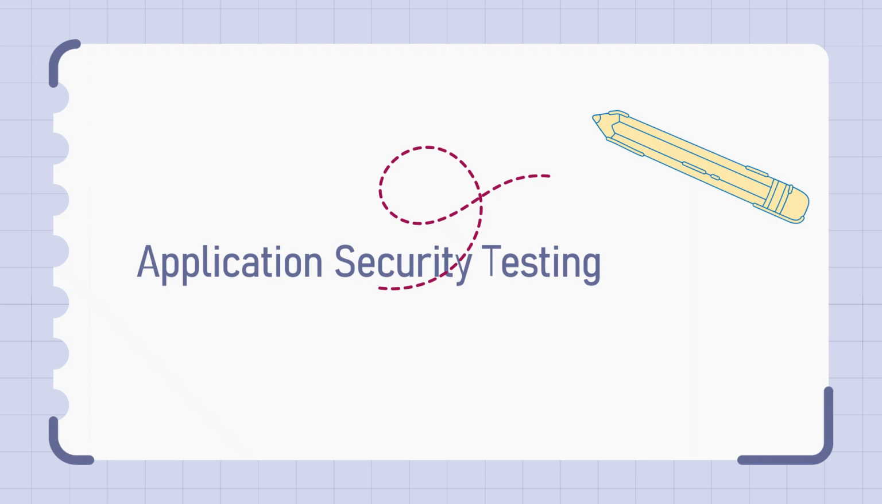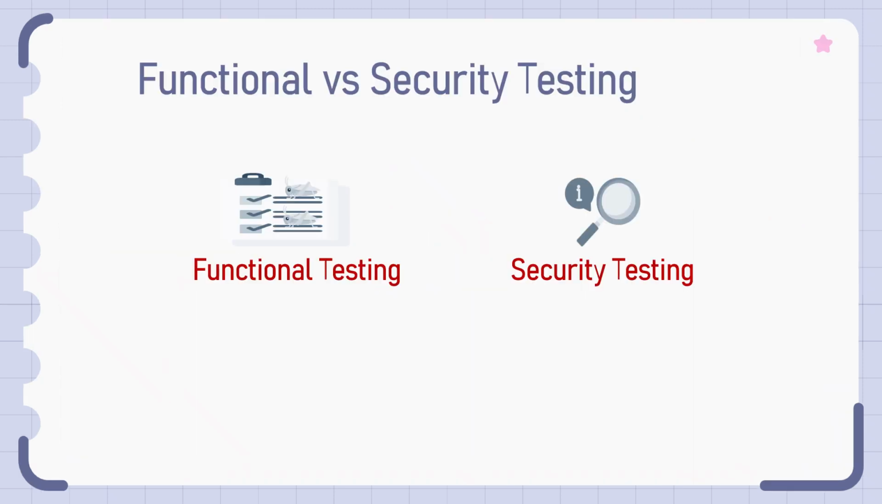Learn application security testing. Okay, let's begin. What is application security testing and how different is it from functional testing? The main objective of functional testing is to verify and validate if an application works in an intended fashion. You can easily perform this testing by understanding the intended behavior of the application and verifying it against a set of positive and negative test cases.